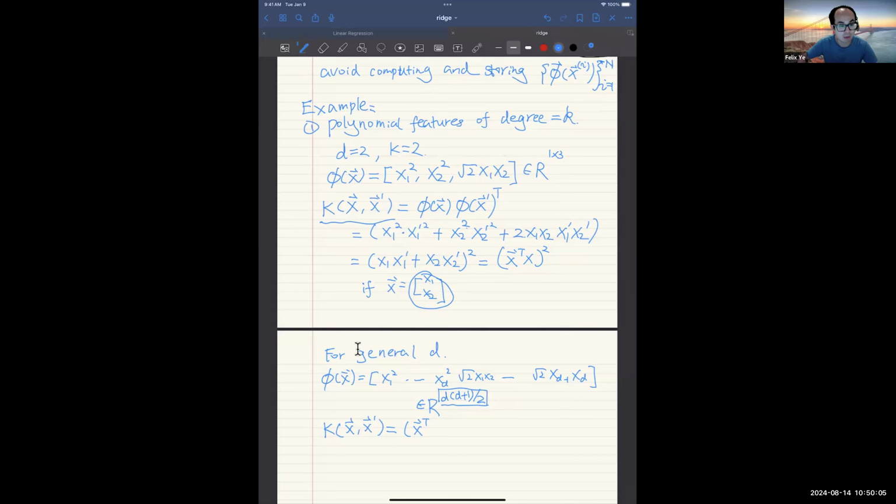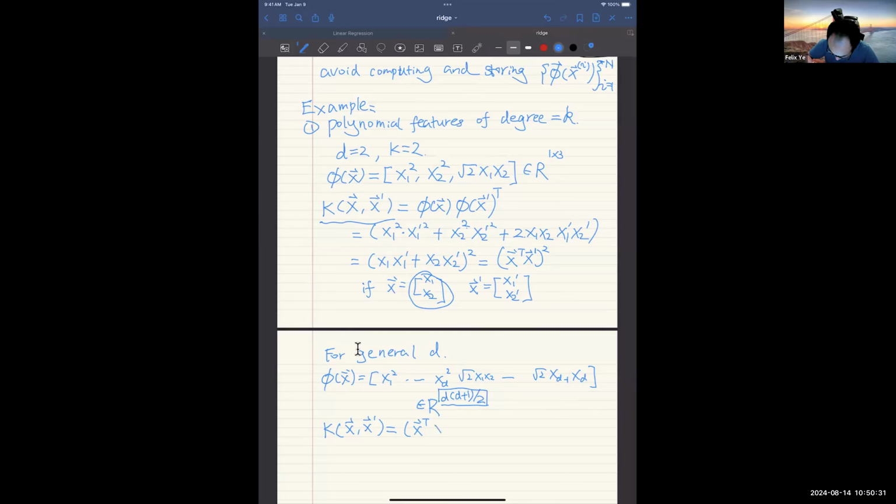I think I made a mistake here. This should have a prime here. Not the norm. Right? So basically, this is the inner product between x and x prime. Then you take the square, and then you take the square out of that.